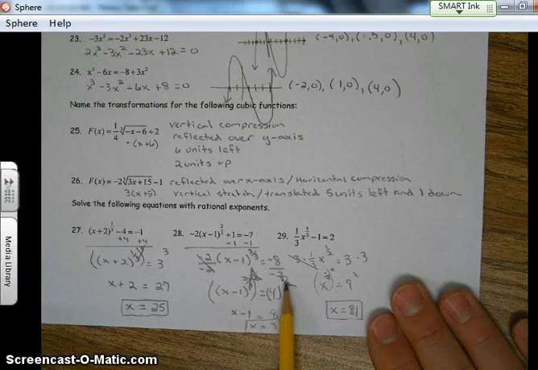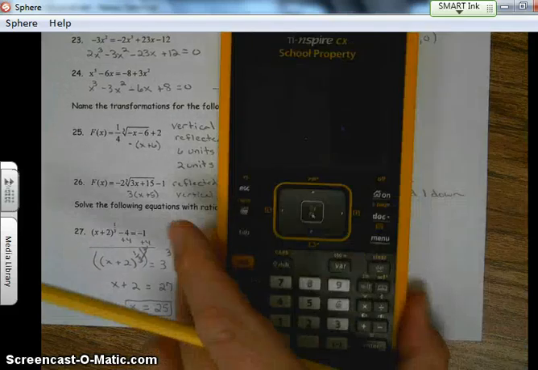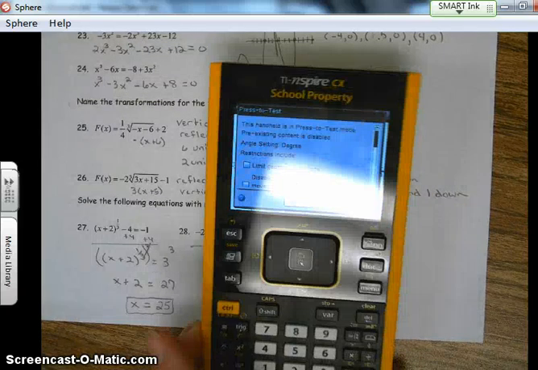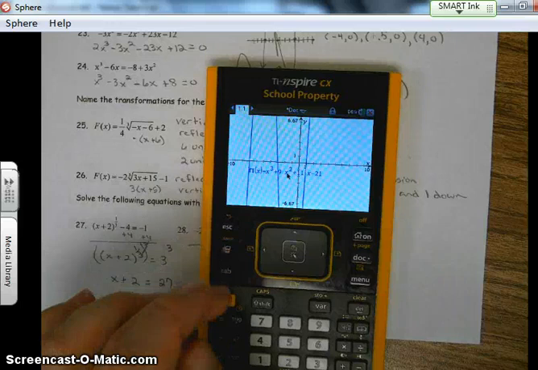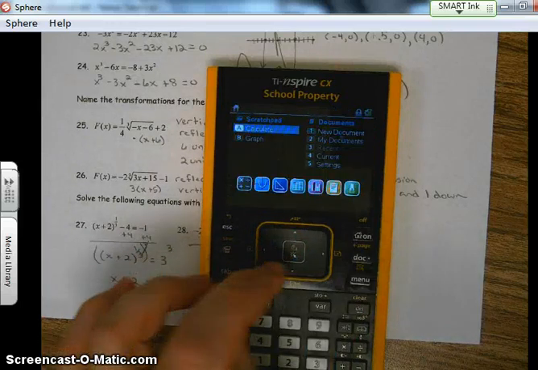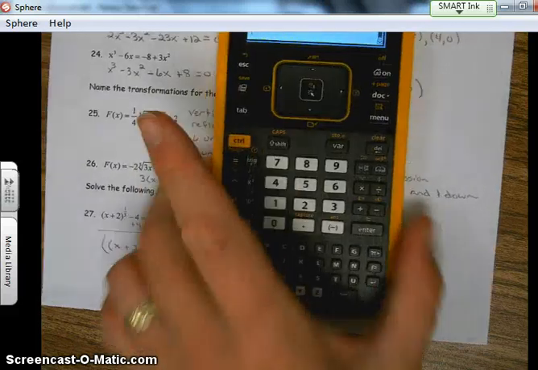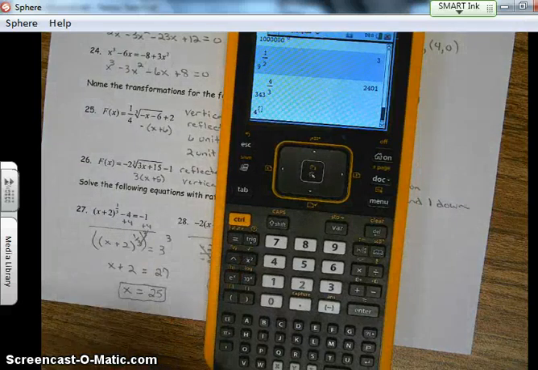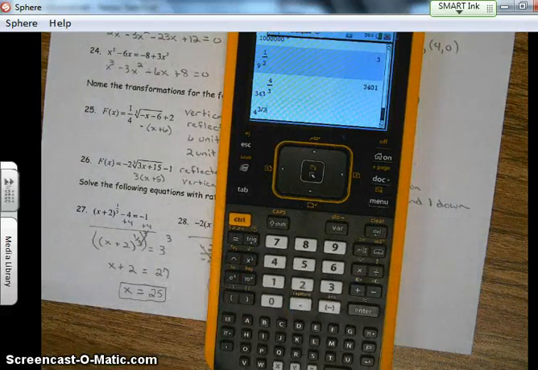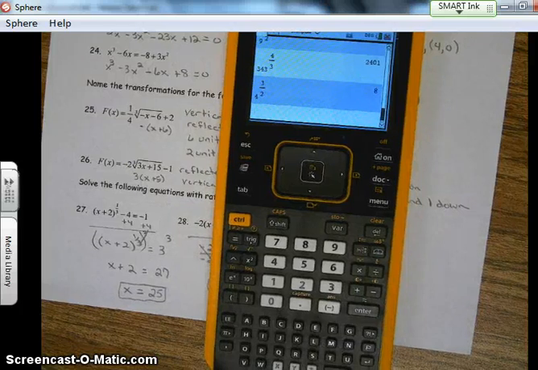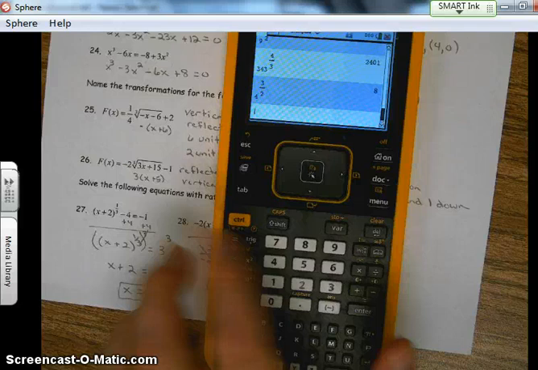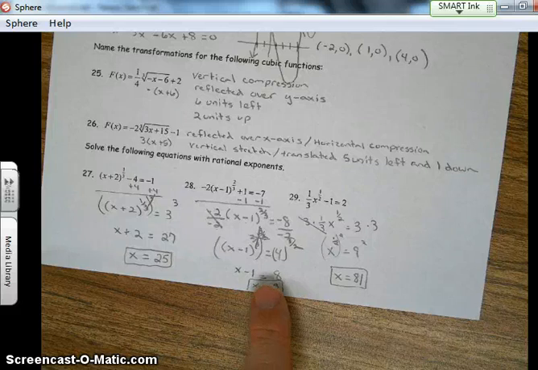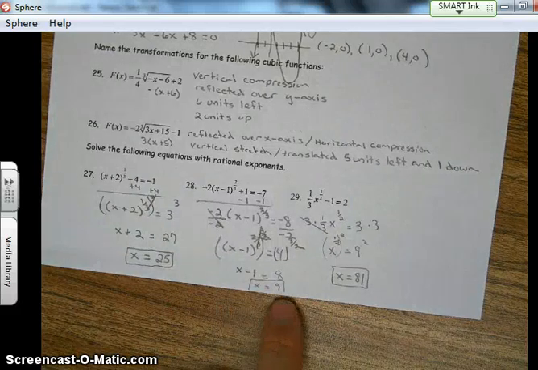So then I raised this side to the 3/2 power. Remember to do that on your calculator. That was 4 to the 3/2 power. Remember that you press the number, then the caret, and then 3 divided by 2, the power, enter, and then that gives you your answer. So 4 to the 3/2 power is 8, and that's how I got 8 here. And then inside the grouping symbol, I added 1 and got 9.